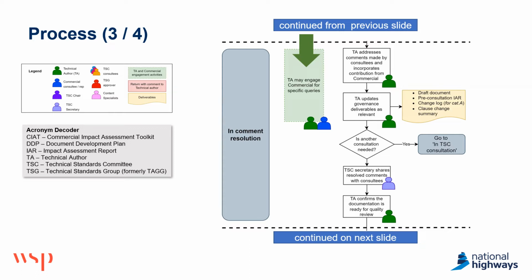In most cases, all key changes will be identified in advance of the consultation stage. However, should a key change be introduced or substantially altered during consultation, the technical author may engage commercial to ensure the CIAT is updated to incorporate this amendment during the comment resolution stage.